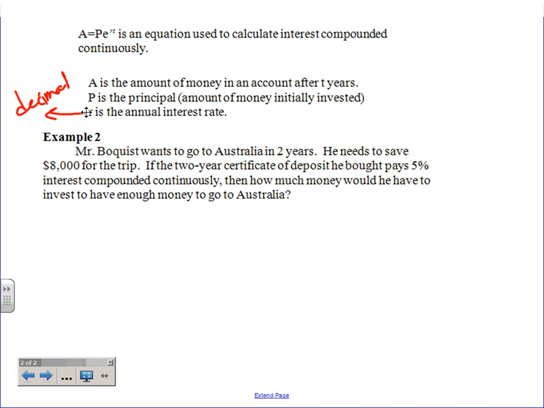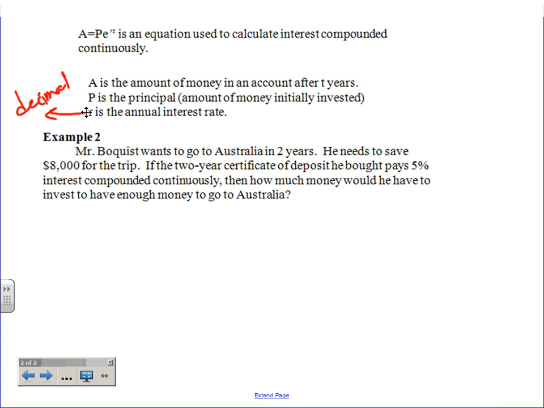So I would like to go to Australia in 2 years. That would be nice. I need to save $8,000 for the trip. I found a 2-year certificate of deposit. That's something that you can get at a bank. And I was getting 5% basically interest compounded continuously on that. Then how much money would I have to invest to have enough money to go to Australia?